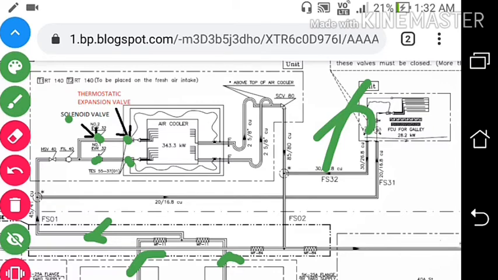So I have told you that there is a thermostat at the outside, at the delivery section. So this thermostat will be directly connected to the solenoid valve, and it will open and close the solenoid valve according to the air temperature. If the desired temperature is maintained, then the solenoid valve will automatically close, and it will not allow the refrigerant to flow into this air cooler.